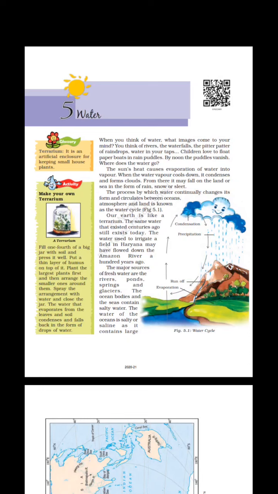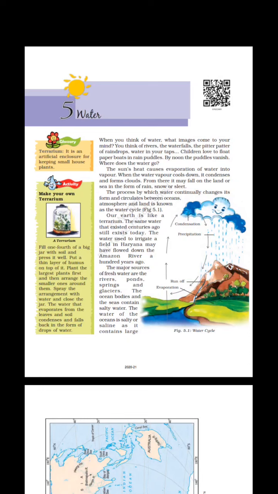Our earth is like a terrarium. The same water that existed centuries ago still exists today. The water used to irrigate a field in Haryana may have flowed down the Amazon River 100 years ago.